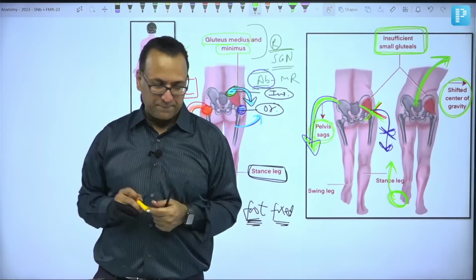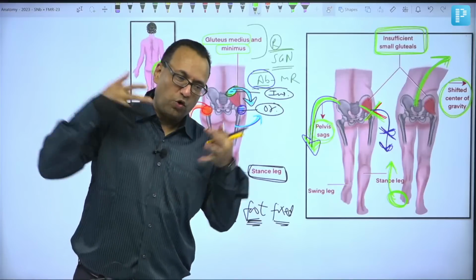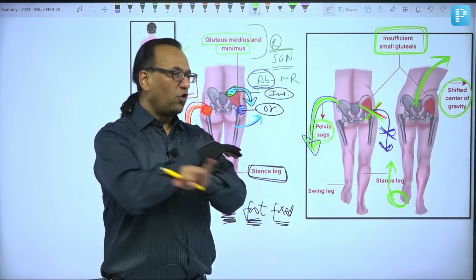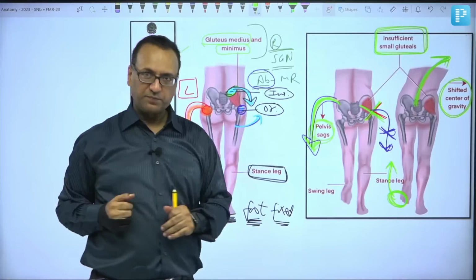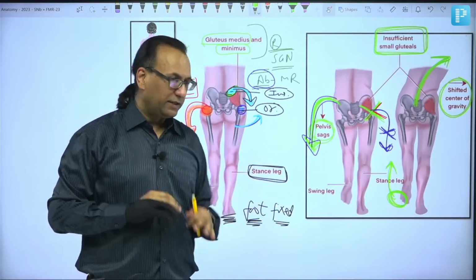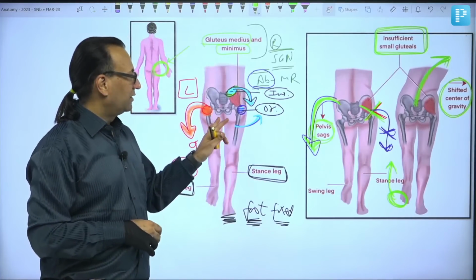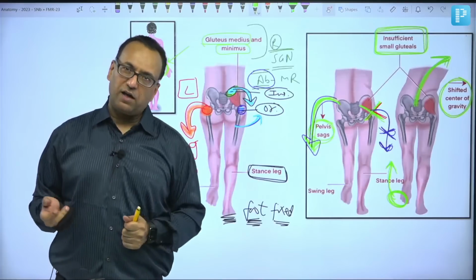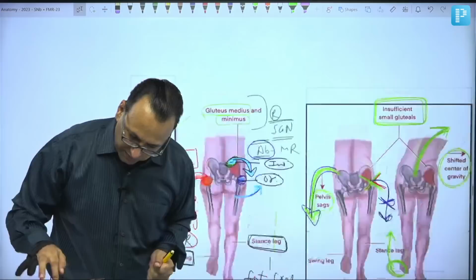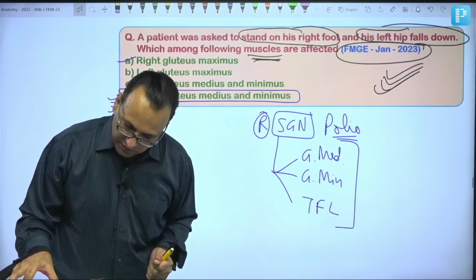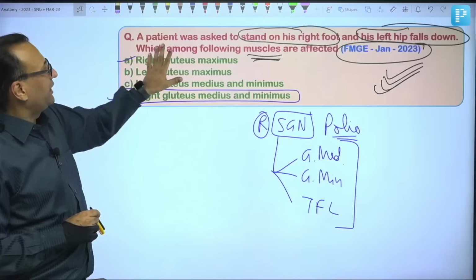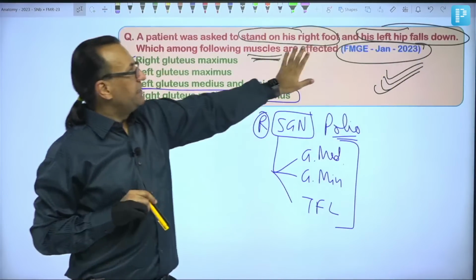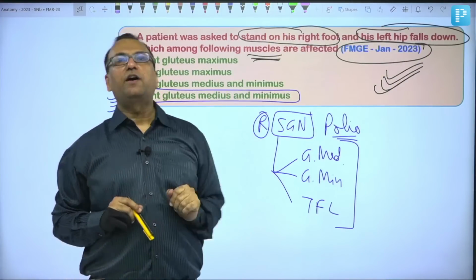Now you must be thinking, why so much stress on this? There is. I have seen nobody telling you all this. I have seen people telling you wrong things, and most of you will mark the wrong answer. Sir, why would we mark the wrong answer? I don't know, but I have seen students giving the wrong answer. So if a patient was asked to stand on the right foot, and if the left pelvis drops down, it means right-sided Trendelenburg test is positive.